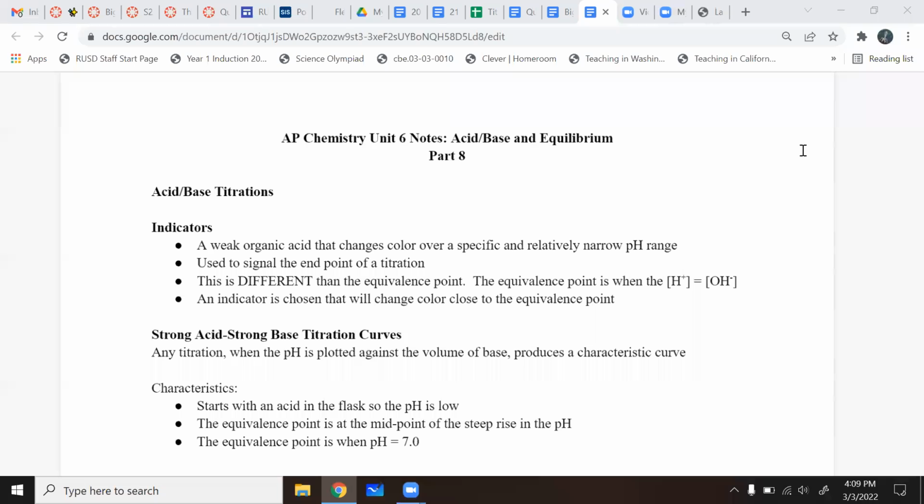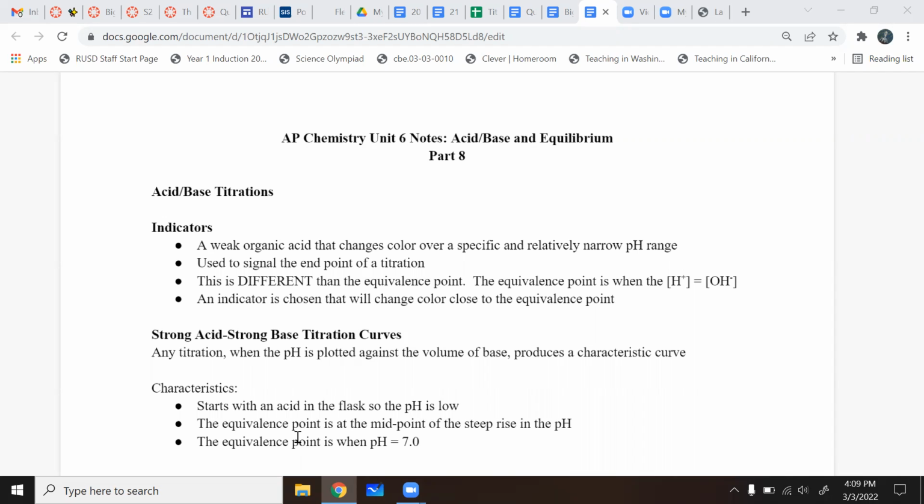Hi everyone, this is going to be our notes video, part 8, and I'm going to be talking about acid and base titration. When we get down to part 9, I'll start talking about the calculations that go with acid and base titrations, but for now it's just going to be very general.